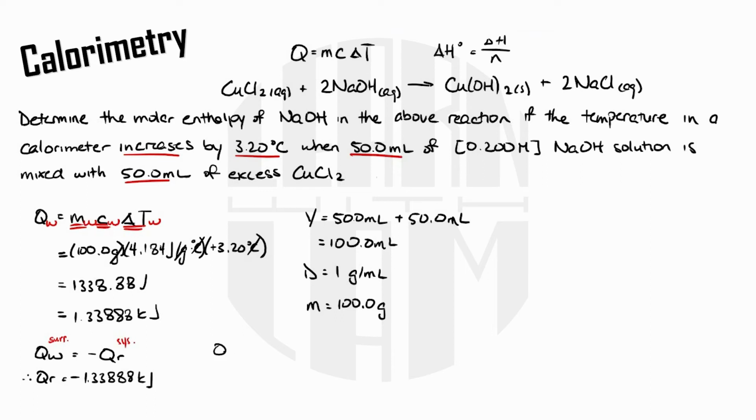And then I can set my heat of reaction equal to my enthalpy of reaction since we're assuming that pressure and volume remain constant. So my enthalpy of reaction is also negative 1.33888 kilojoules. Now, I know that some people teach this relationship as simply Q_W equals negative delta H_R, which is true considering our assumptions, but I like to keep them separate to emphasize first the negative relationship between surroundings and system, and then secondly, the assumption of constant pressure and volume, which will not always be the case in higher levels of chemistry.